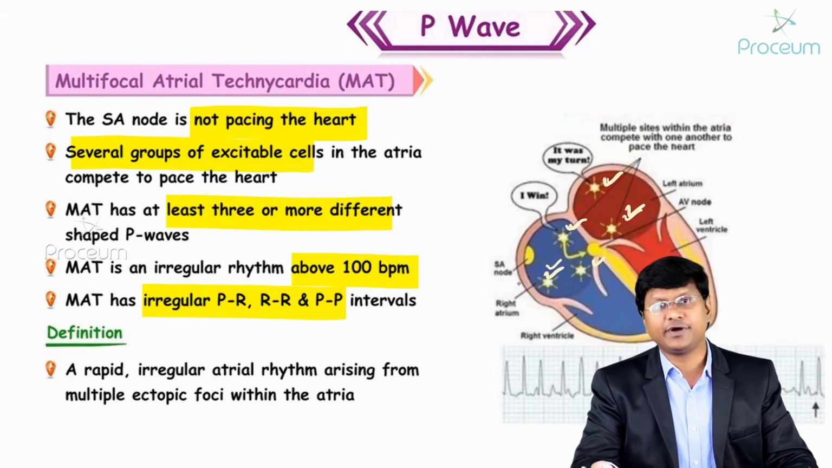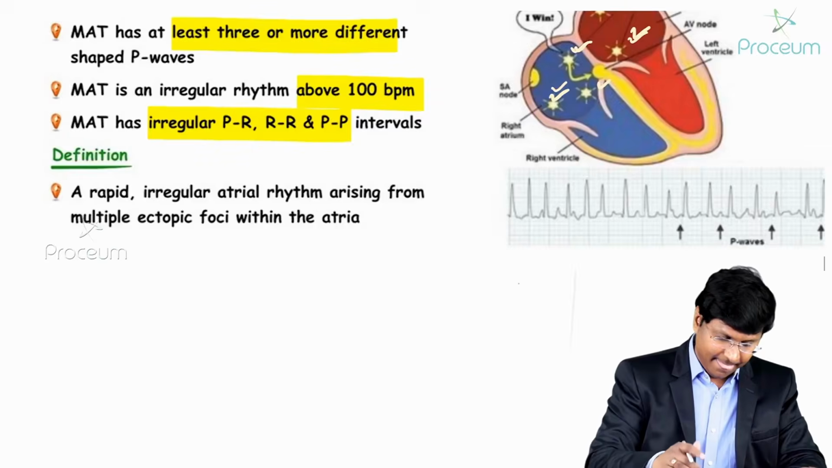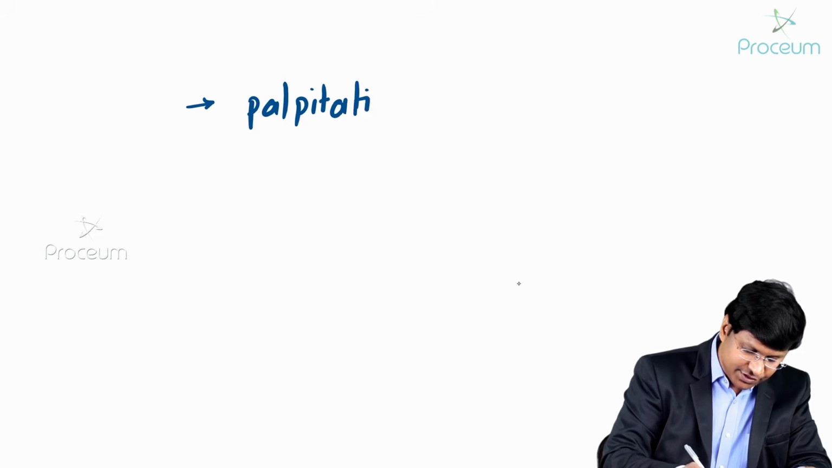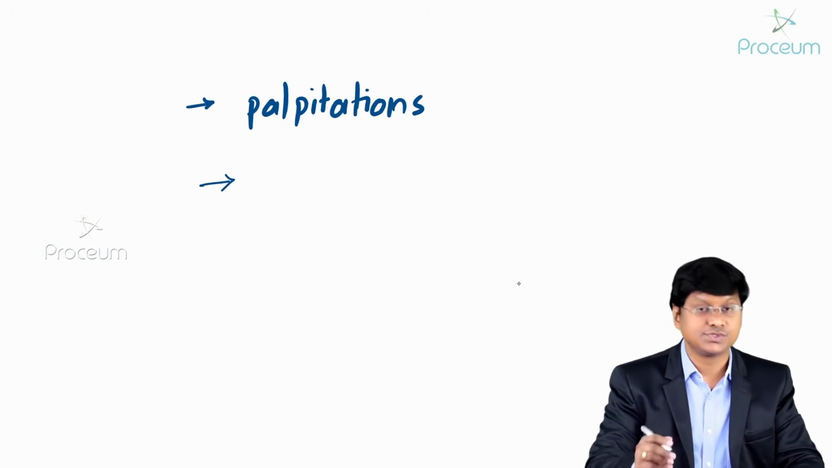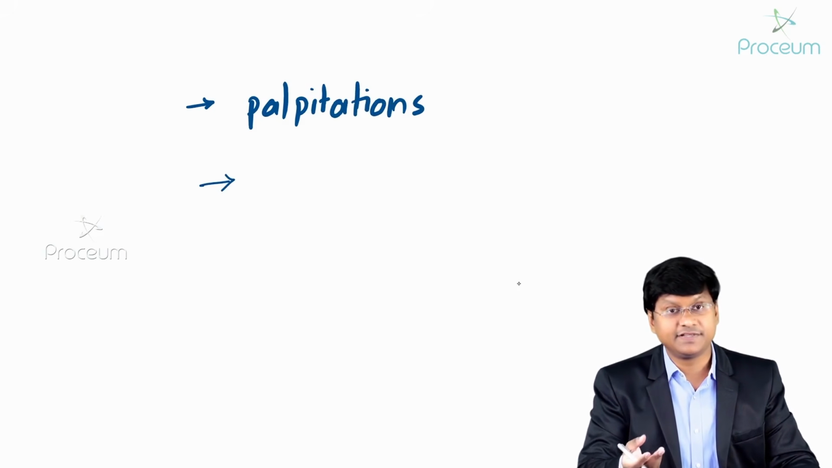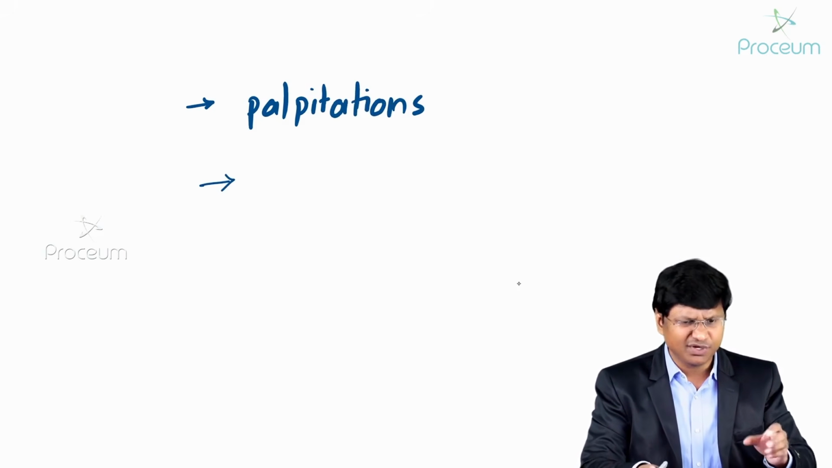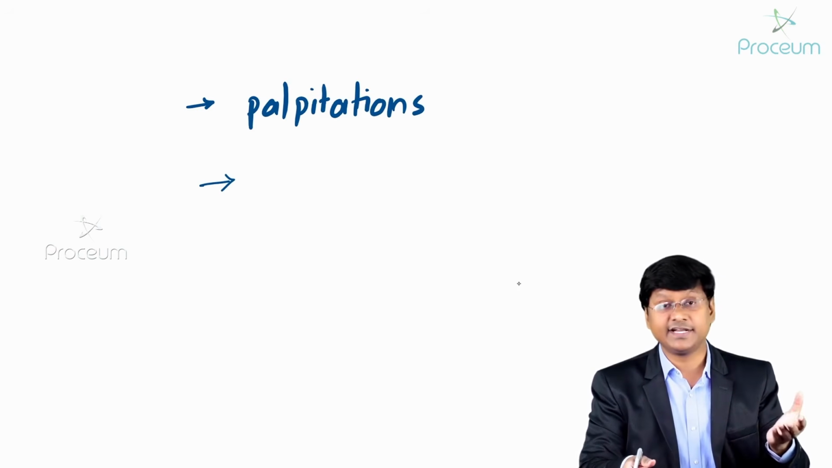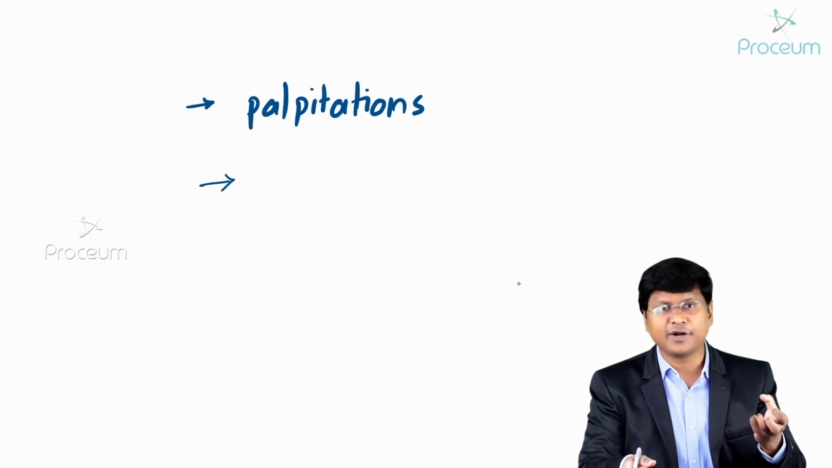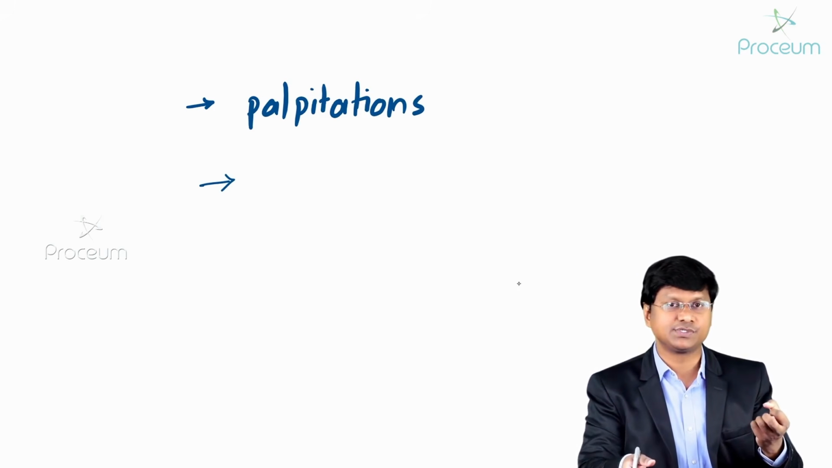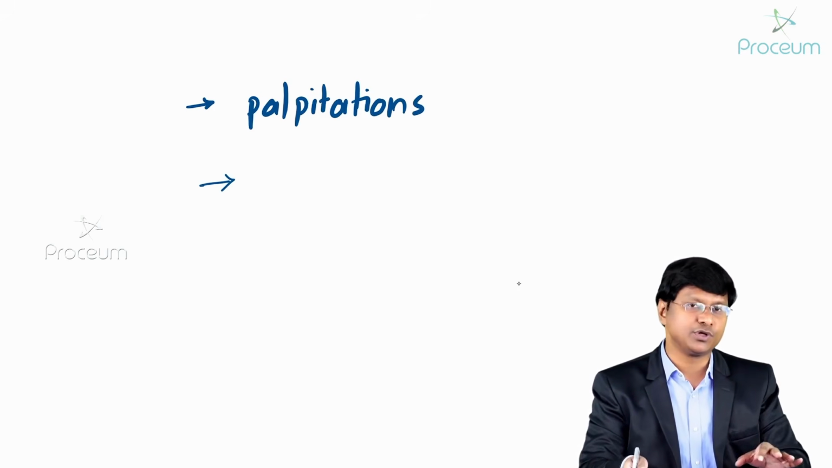Now, the other points are, what are the clinical manifestations in patients with MAT? Remember, very important, because they have tachycardia, palpitations is one of the very important clinical manifestations. Apart from palpitations, if you take the blood pressure of these individuals, it will be on the lower side, because there is tachycardia, the heart rate is very high, and there are improper contractions. They are not complete contractions, and that is the reason why the cardiac output will also be reduced.